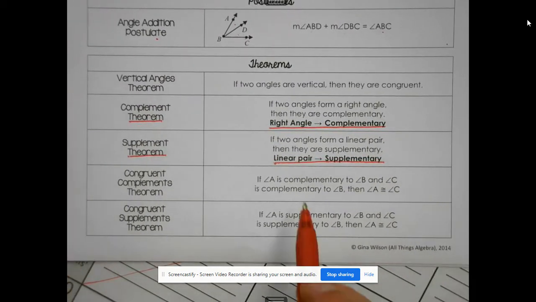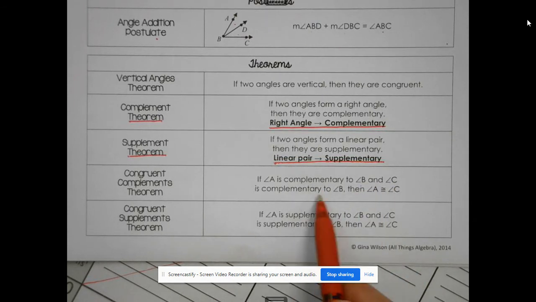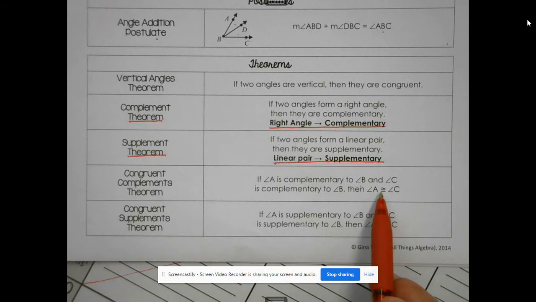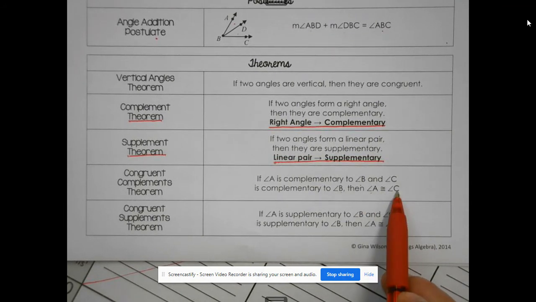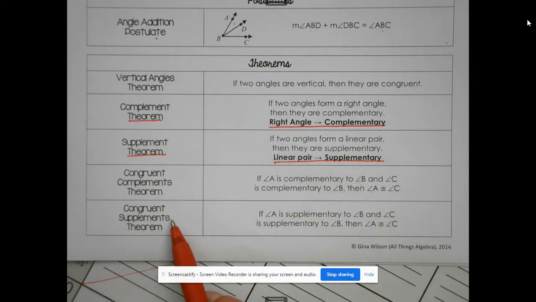Congruent complements theorem. If A complements B and C complements B, then I can say A is congruent to C. A is the same measurement as C when it's complementary to the same angle. Same thing for congruent supplements theorem. If A is supplementary to B and C is supplementary to B, then A has to be the same as C because these angles are supplementary to the same angle, which would only mean that these guys would have to be the same exact measurements.